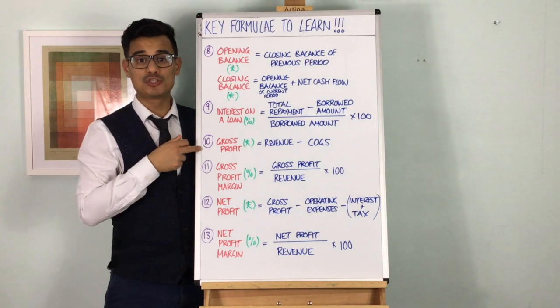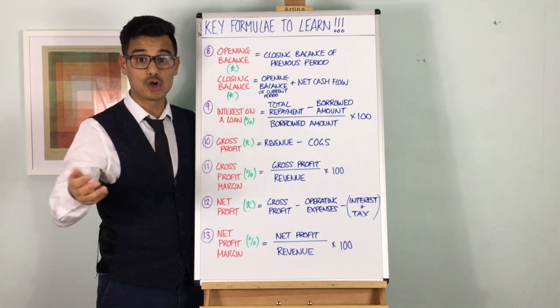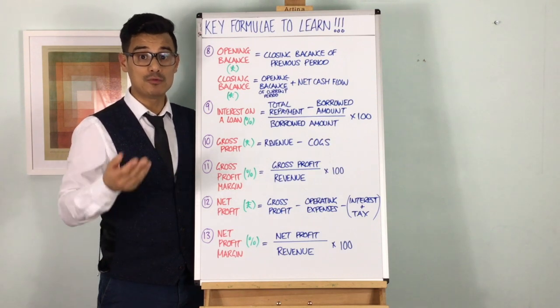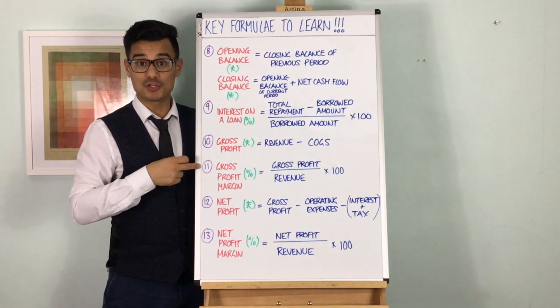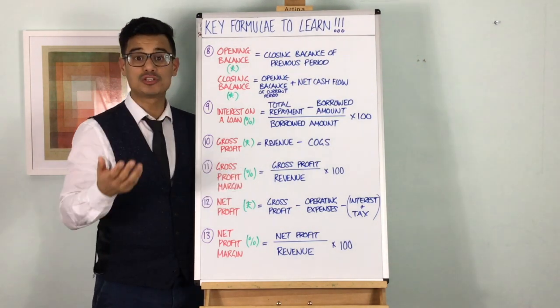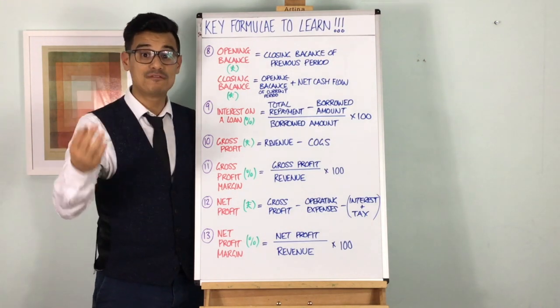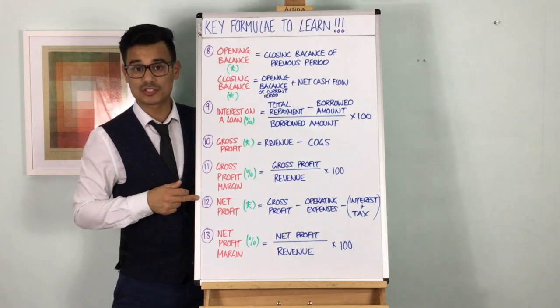Number 10 is gross profit when it's in units, and it's just going to be revenue minus COGS. COGS is cost of goods sold. You might see it as manufacturing cost. Number 11 is gross profit margin, which is related to number 10, and that is going to be measured as a percentage, and that is gross profit that you calculated in 10 divided by revenue times by 100, therefore it's in a percentage.